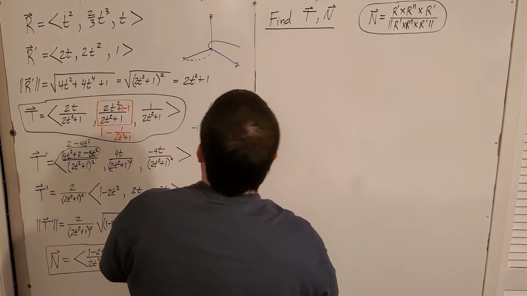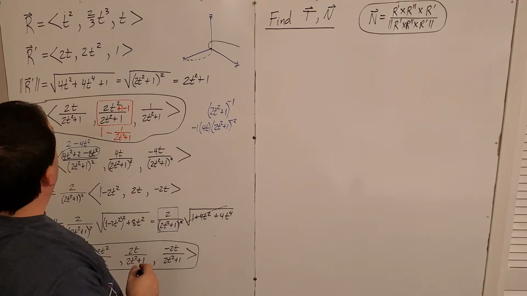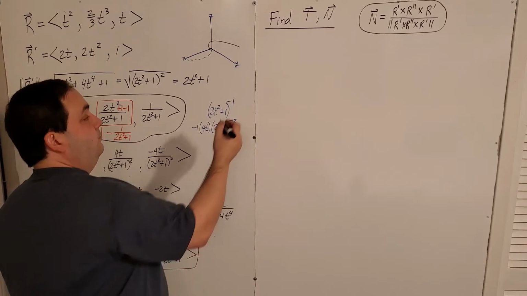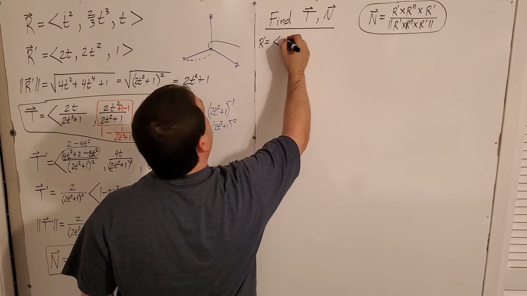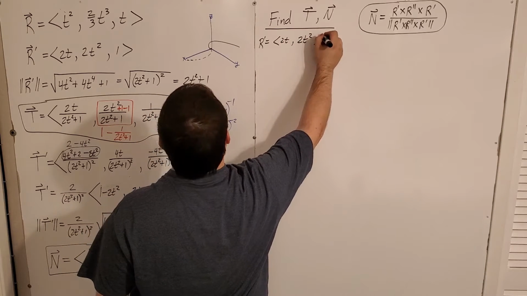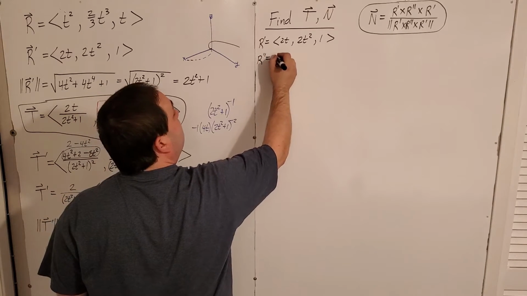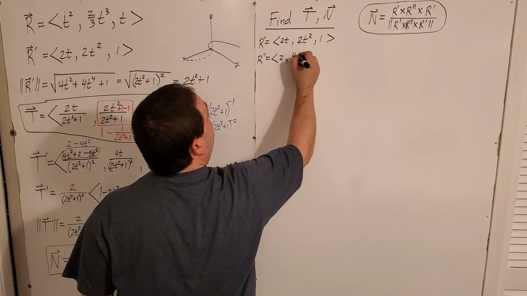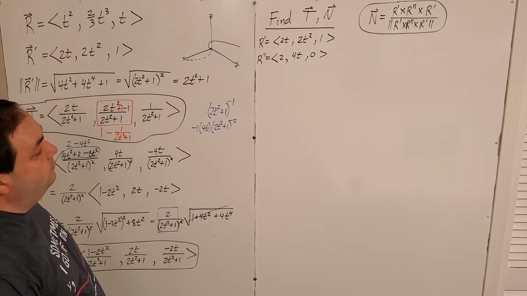Okay, so I've got r prime here. Let's also get r double prime. All right, let's write them out. R prime is 2t, squared, and 1. R double prime is 2, 4t, and 0. All right, just doing some derivatives there.